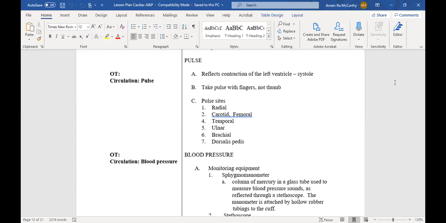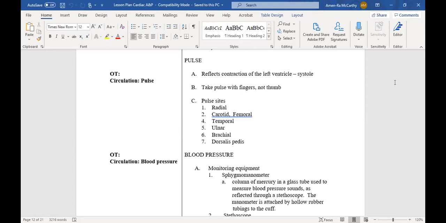Now, when we come back to pulse, pulse is what you can feel. It's a tactile sensation. Tactile means touch, okay? You can palpate. Palpate also means touch, all right? Those are words that you need to understand: tactile and pulse and palpate, okay? Palpate means to feel.